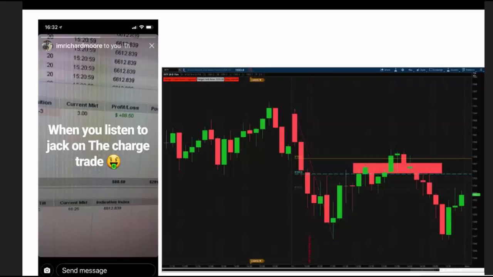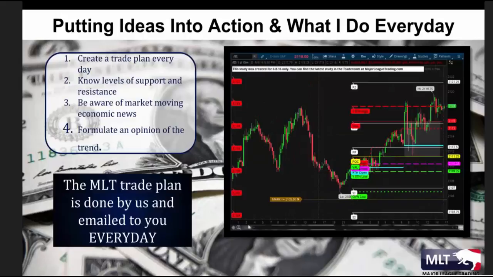With Nadex, the risk is limited, so you can hold through positions like this. The market trades lower. This kid more than doubled his money on that trade. So, putting ideas into action every single day.